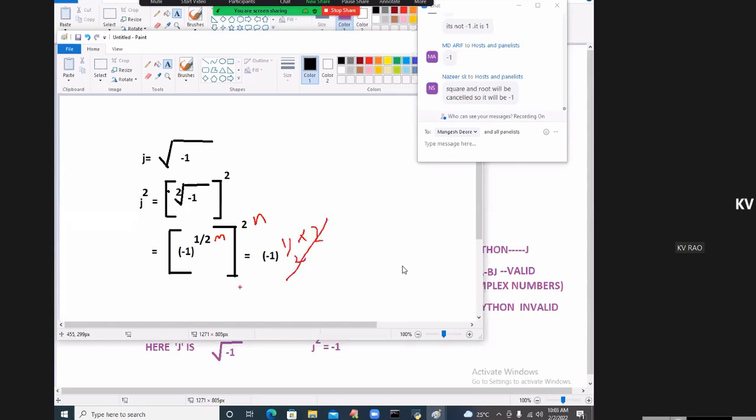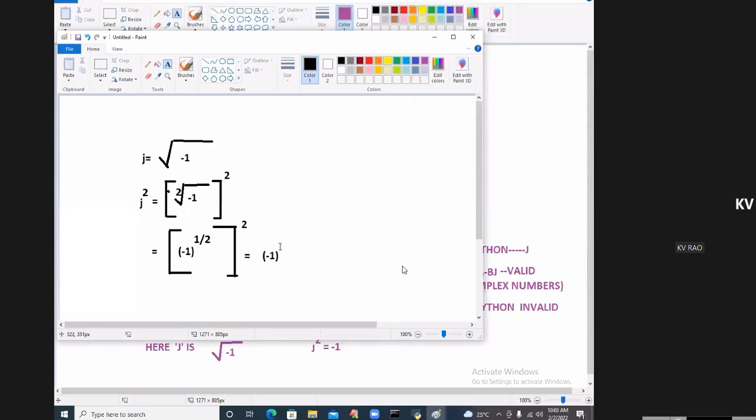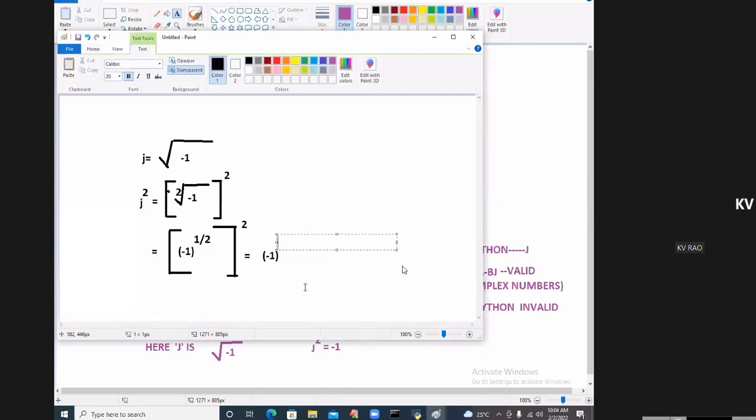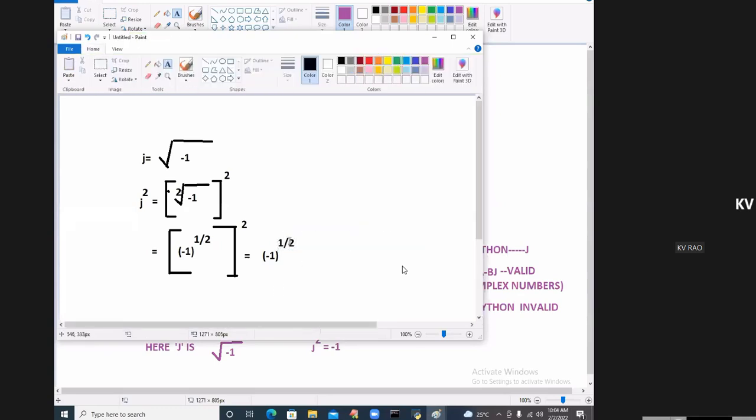1 by 2 into 2, the 2s cancel, that is nothing but minus 1 as the answer. I hope you are understanding this. Now, why I'm saying this is because they are saying it is not minus 1, it is 1. That is what I'm feeling inconvenient about. So 1 by 2 into 2, they are saying.